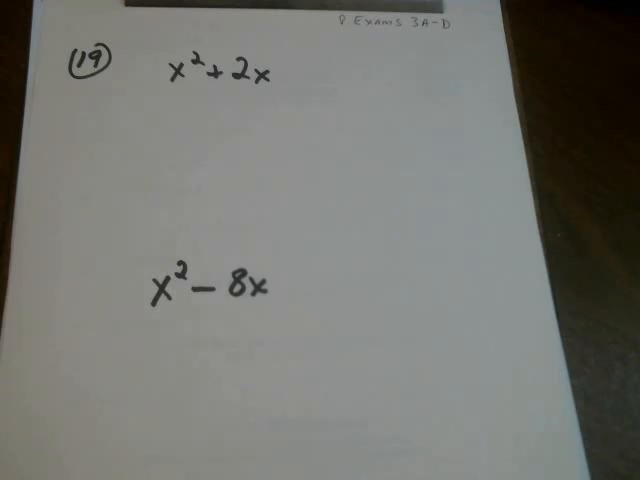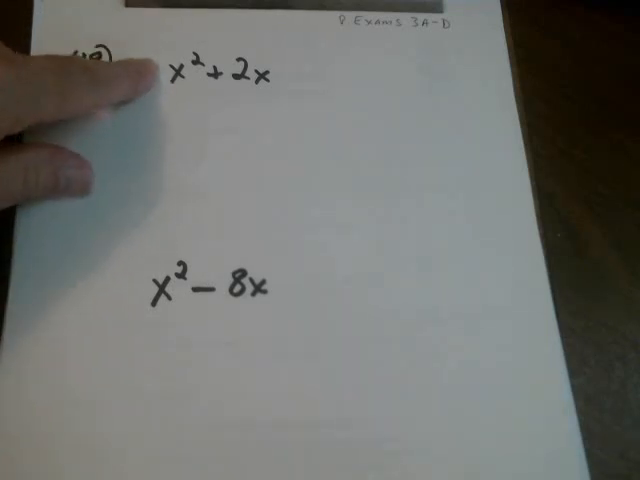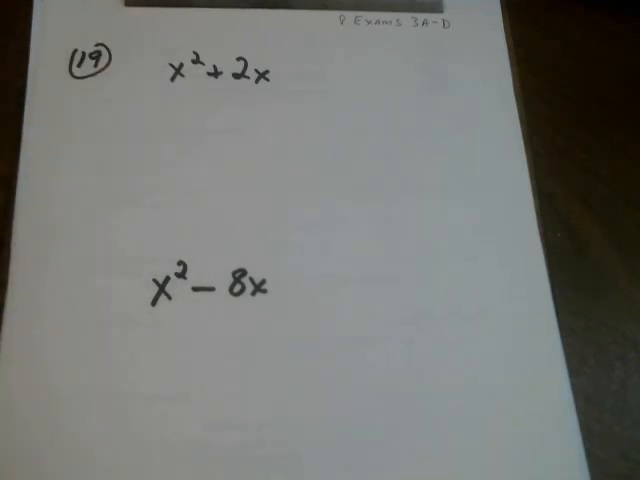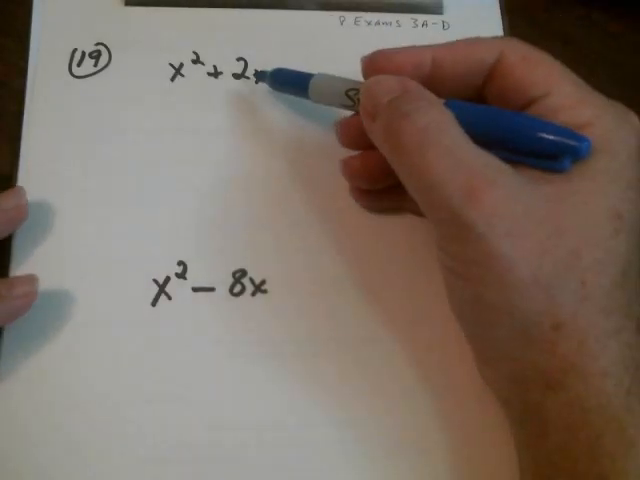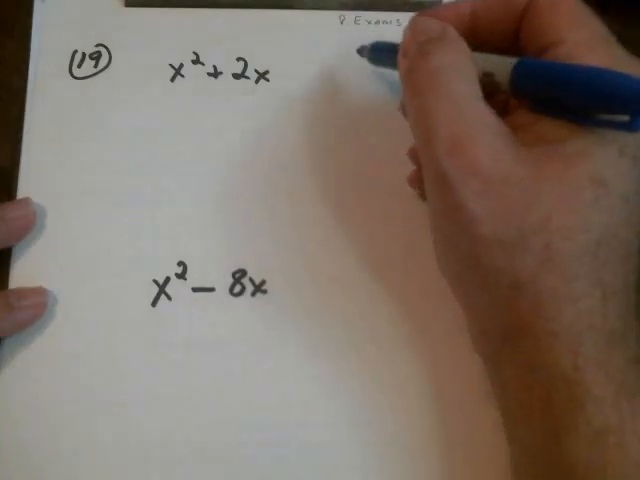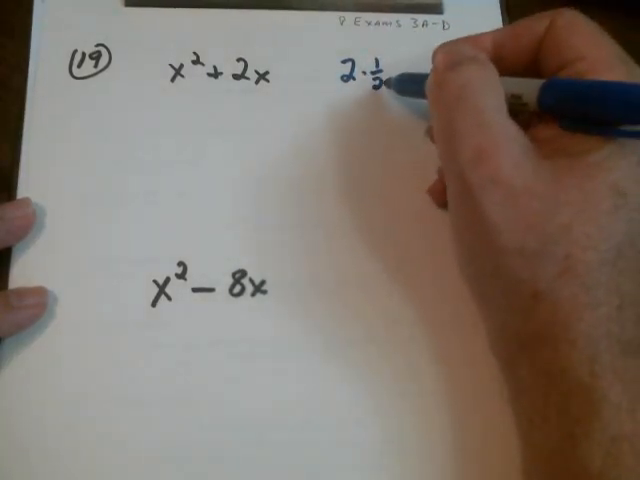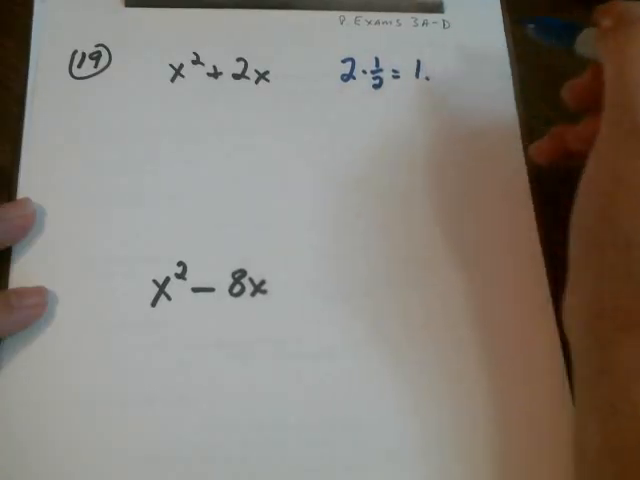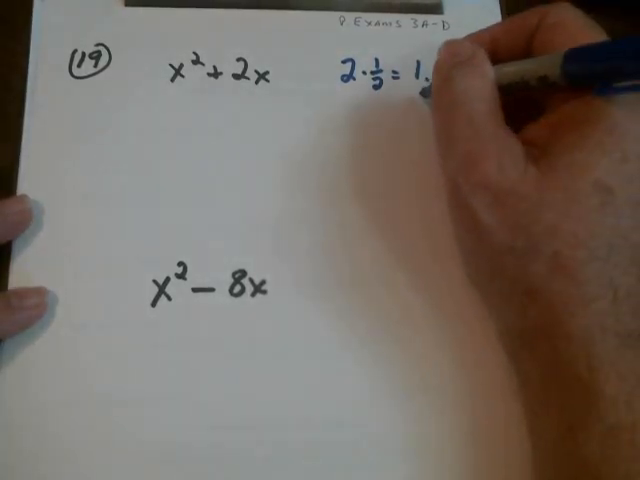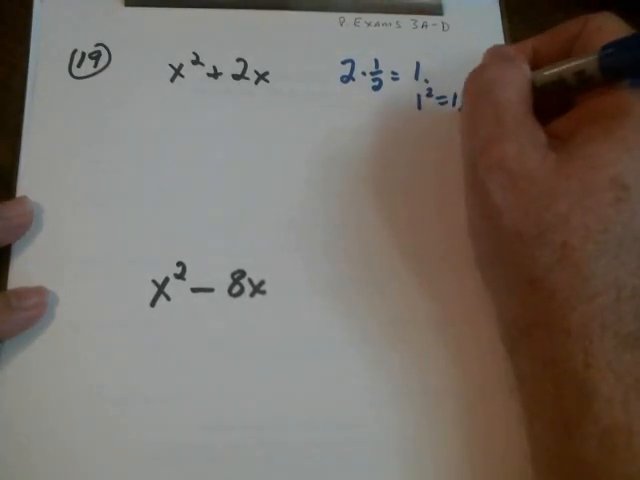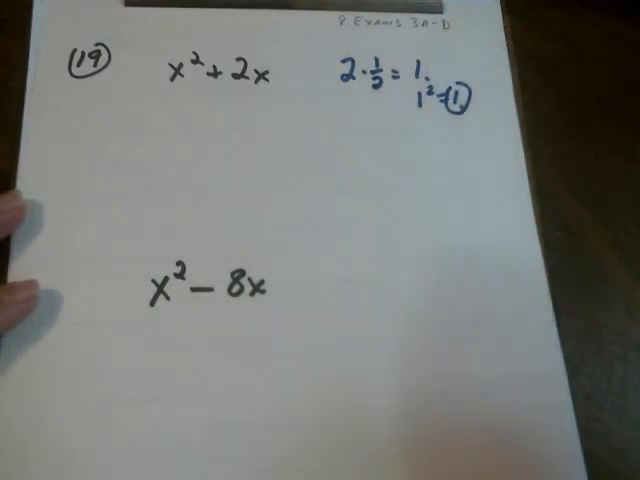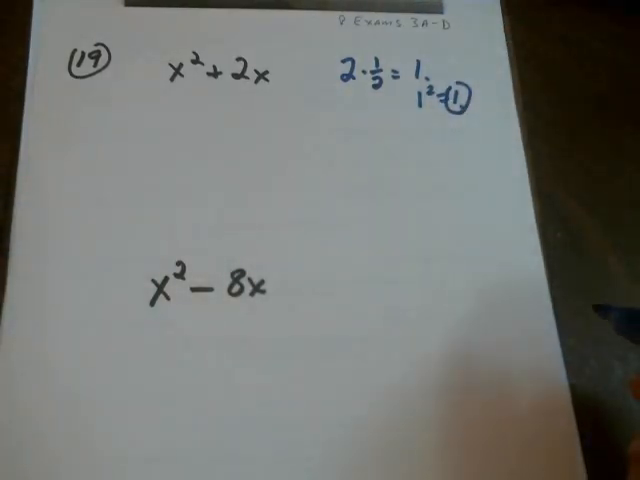First thing to be mindful of is to make sure that the leading coefficient is 1, which it is. Next would be to go to the coefficient of x, which is 2, and then take half of it, or multiply it by 1/2, and that will give us 1. Take that 1 and square it, gives you 1. 1 is what I've been calling in class the magic number.